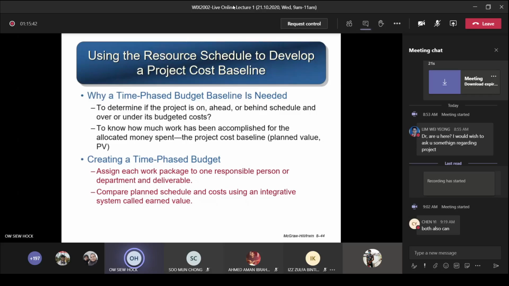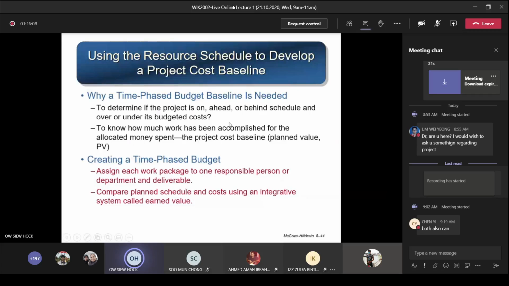Okay, this is the basic thing, or this is the baseline you have. Based on this, you do monitoring and you make comparisons to know whether you are doing very well, behind time, on time, or ahead of time. So this is why you need a time-phased budget baseline. This is to determine if the project is on, ahead, or behind your schedule and over or under its budgeted cost.